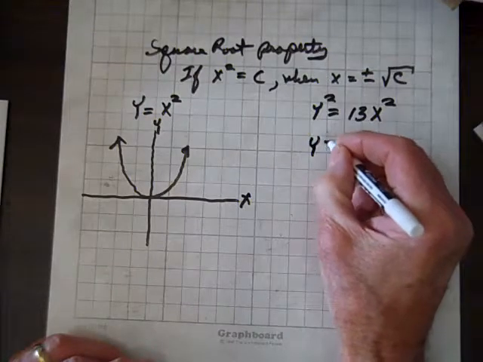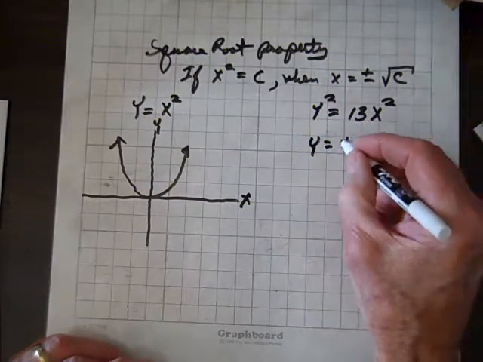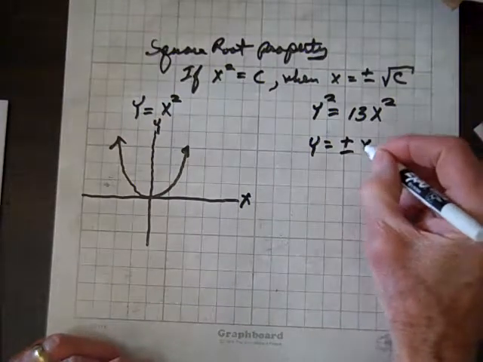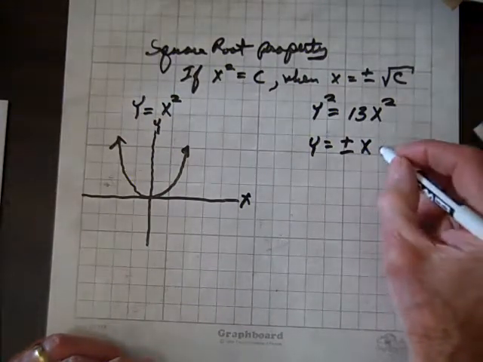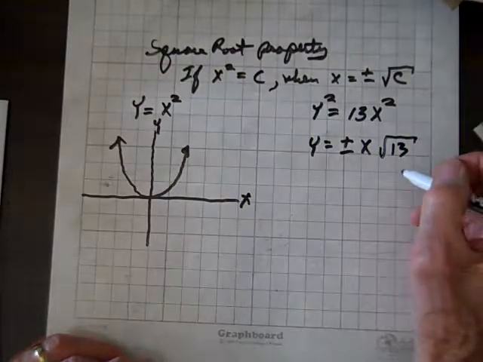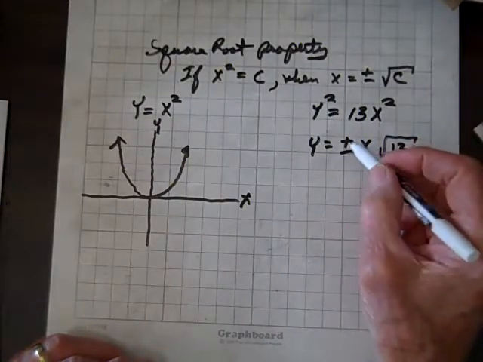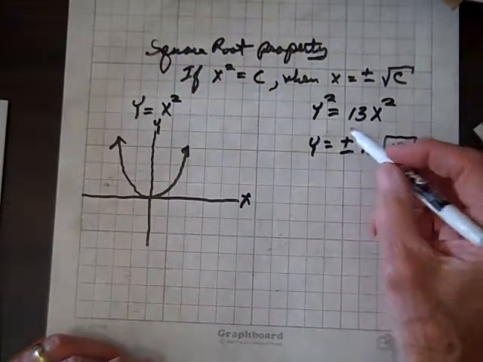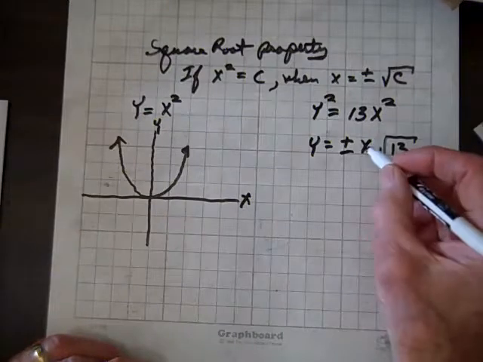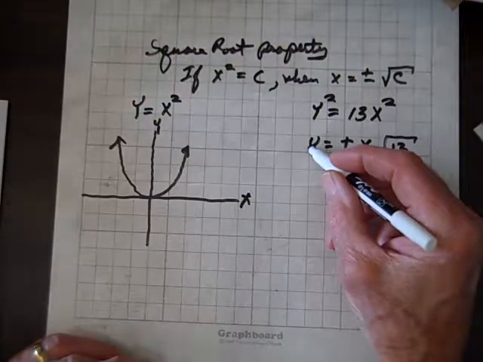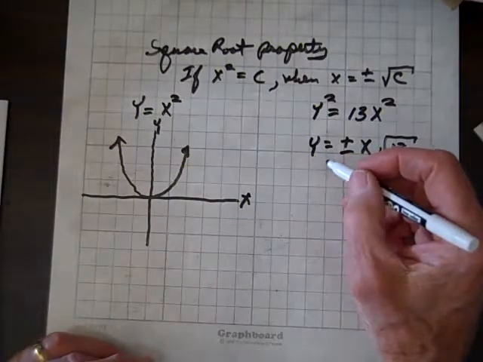Now let's look at this, and we have to solve this, and we'll use the square root property. Then y equals plus or minus, and the square root of x squared is x. And the square root of 13 is the square root of 13. There's nothing we can do with that. But the big deal here is that we've got plus or minus. So for any x value here, we have two corresponding y values.